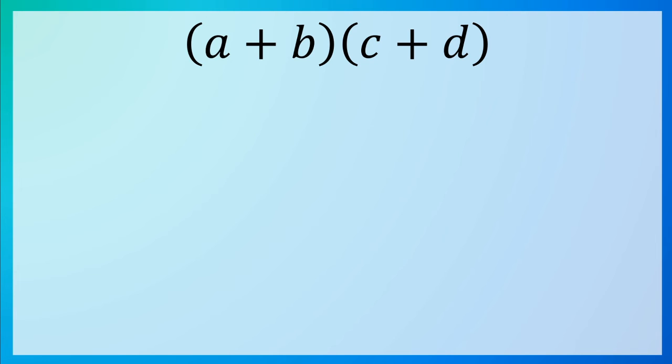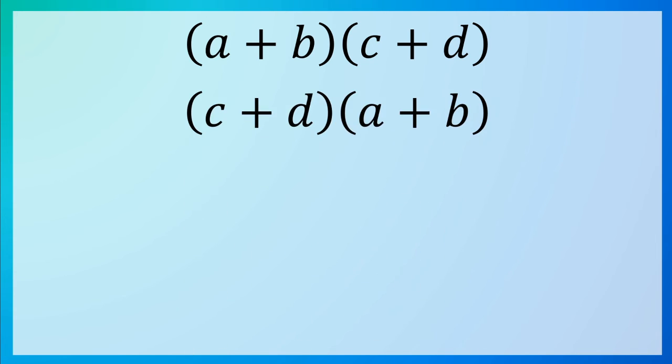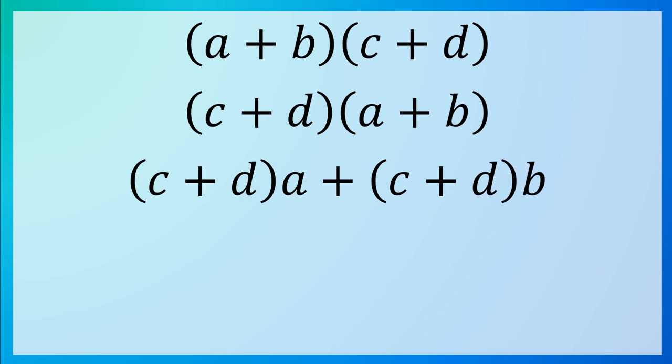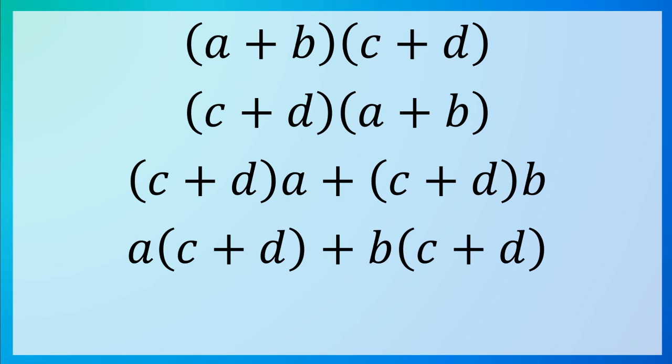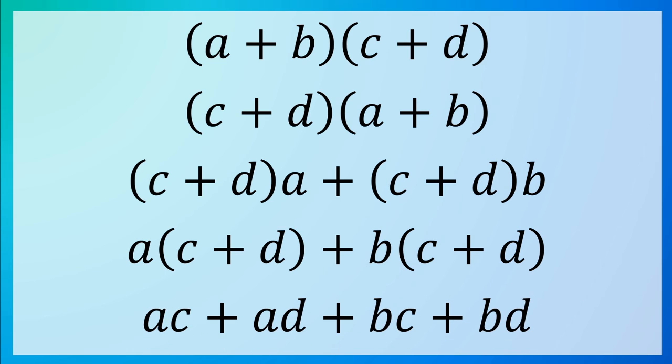Now based on the commutative property of multiplication, we get this. And based on the distributive property, we get this. And again, we use the commutative property of multiplication. And again, we use the distributive property, and we get this.